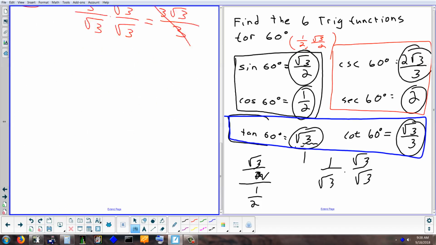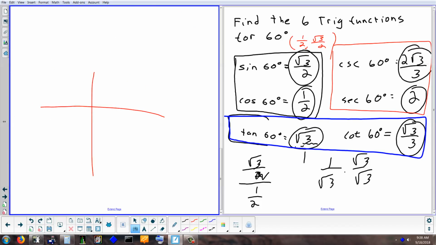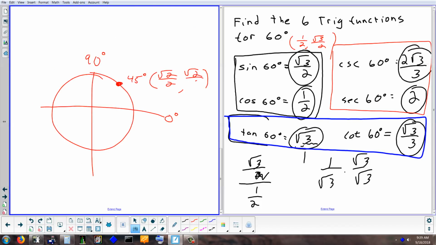All right, I want you to look at this picture. What angle is that right there if it's halfway between 0 and 90? It's a 45. And what's the coordinate for 45? Square root 2 over 2, square root 2 over 2. Now, let's say we're at 90 and we go 45 degrees past 90. What angle would we be at if we add 90 and 45? 135.